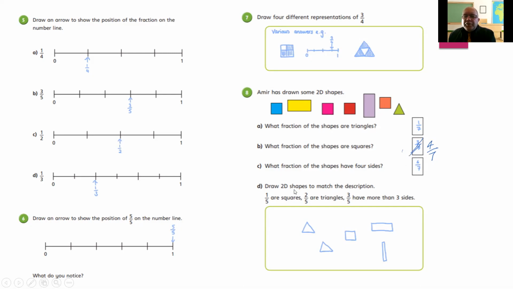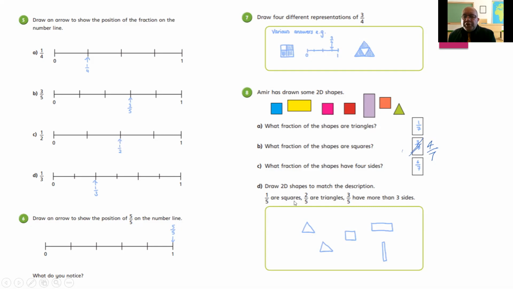And then finally, draw some shapes to match this description. 1/5 are squares, 2/5 are triangles, and 3/5 have more than 3 sides. Well, straight away, you know you've got to draw 5 shapes because that's your denominator. So whatever else you've done, you should have drawn 5 shapes.